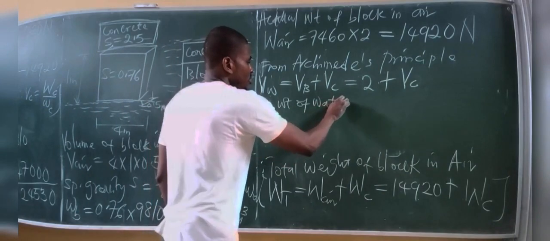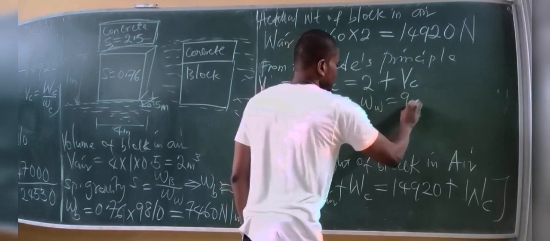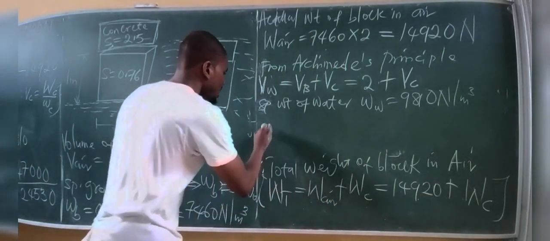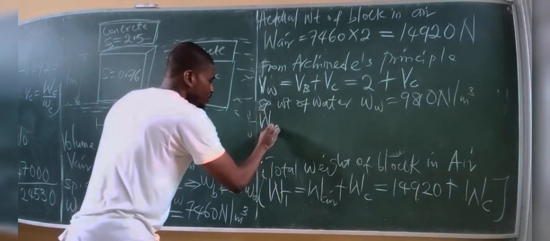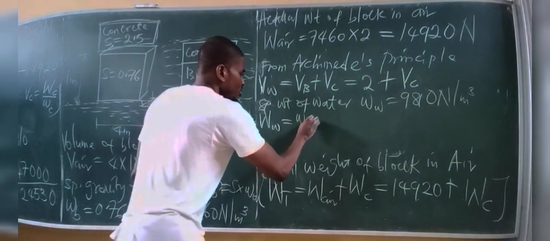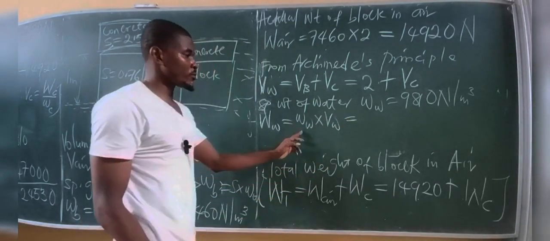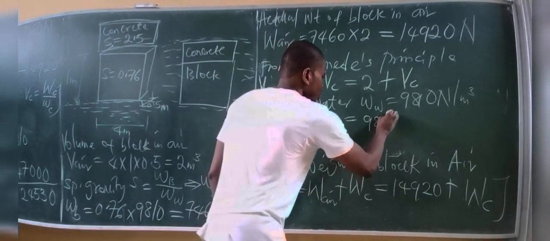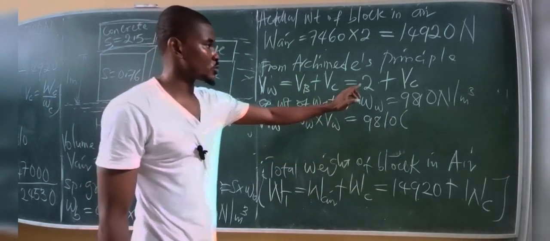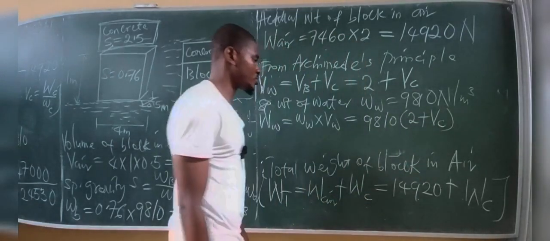Okay, we already know that the specific weight of water is w, which gave us 9810 newtons per meter cubed. To obtain the total weight of water, this is now equal to what? The specific weight of water multiplied by the volume of water displaced. The specific weight of water is constant, 9810, multiplied by the volume of water displaced, which is the volume of block plus volume of concrete, which gave us 2 plus VC.